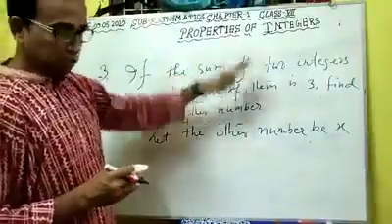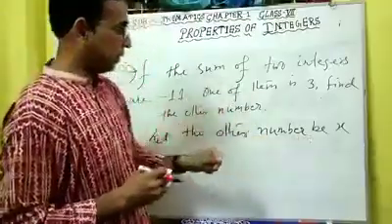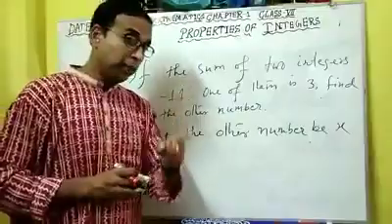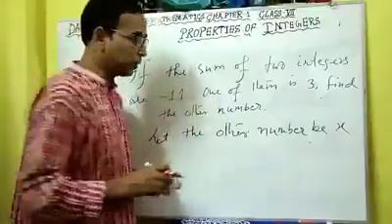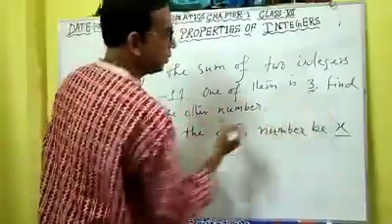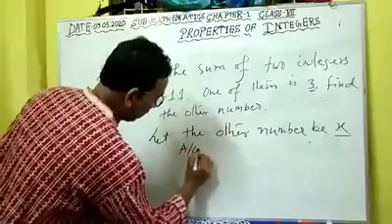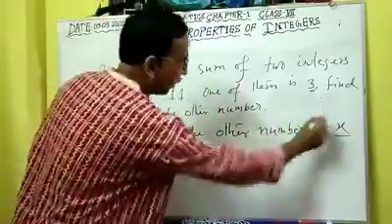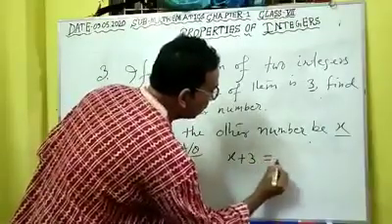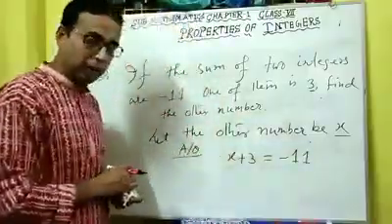So, as per the question, the sum of two numbers is given as -11. One number is x and another number is 3. So, according to the question, the sum of these two numbers, x plus 3, is equal to -11, which is given in the problem. Okay?